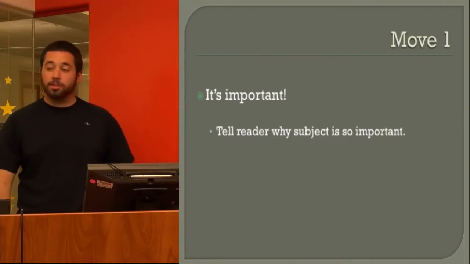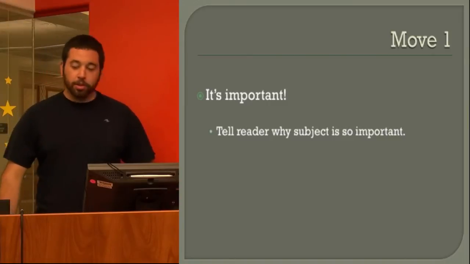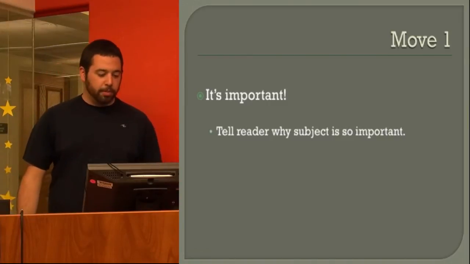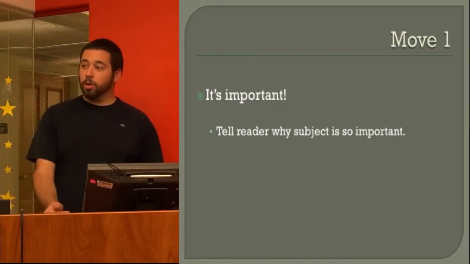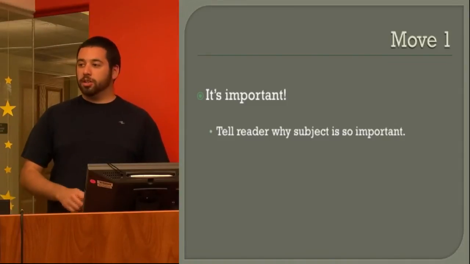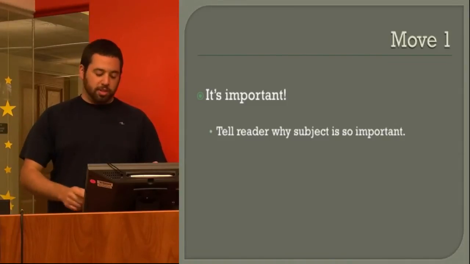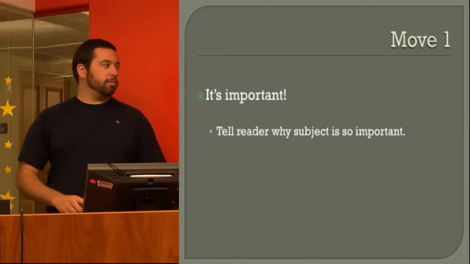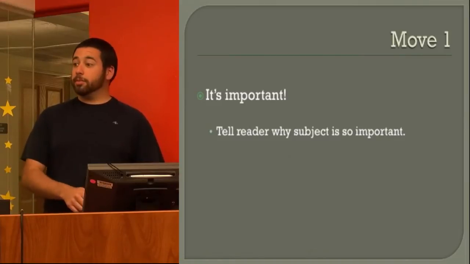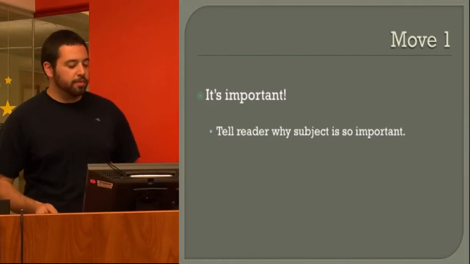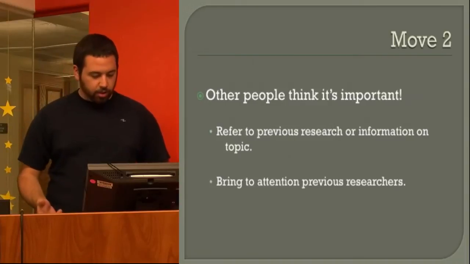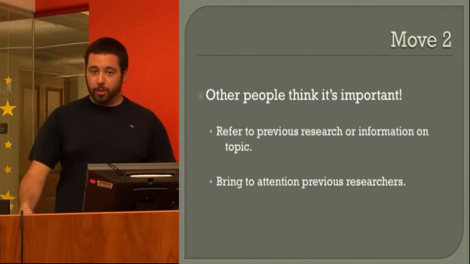Move 1 is: it's important. When you're writing your paper, you say this is important, and you come up with reasons why. You can say it's important because it's been studied for a long time, or because it will affect everybody's daily life. You find different reasons as to why it's important. Then you get to move 2: other people think it's important.